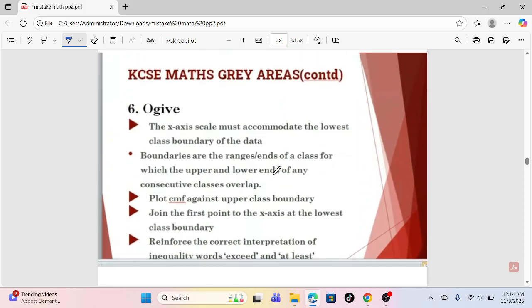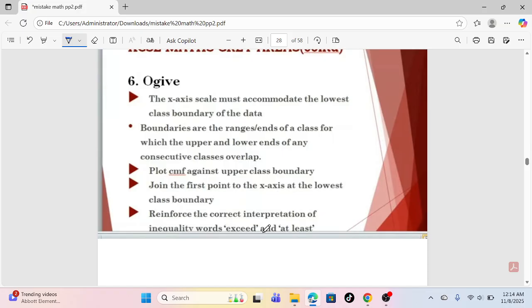For the ogive graph, the axis scale must accommodate the lowest class boundary of the data. Boundaries are the range or end of the class for which the upper and lower ends of any consecutive classes overlap. Plot the accumulated frequency against the upper class boundary, and join the first point to the axis at the lowest class boundary, to reinforce the correct interpretation of the inequality words exist and at least. So ogive graph inatokana in two ways.